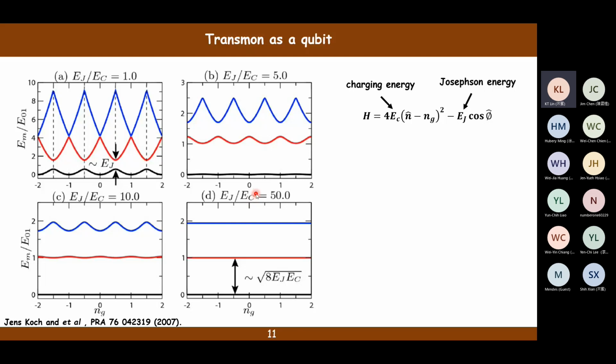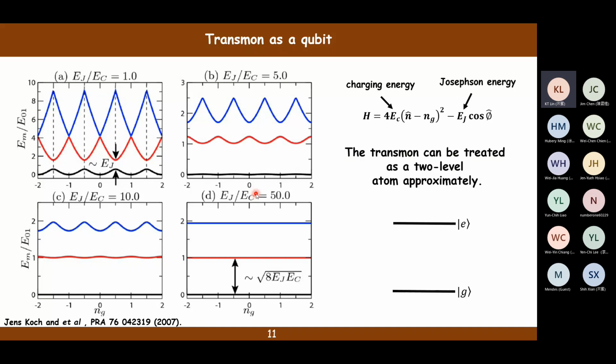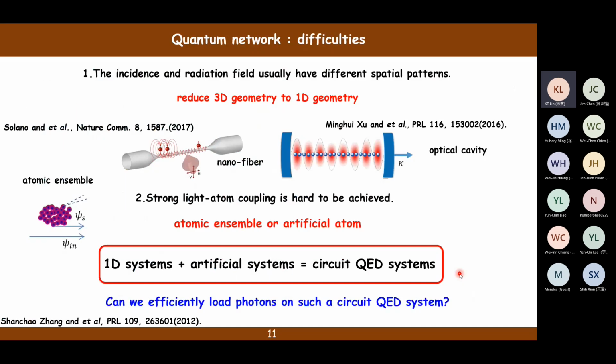So by designing the sample well and by considering a very large anharmonicity, we can treat this charge qubit, the transmon, as a two-level atom approximately, and its excited state and ground state are labeled by E and G respectively. All right, so now we have our one-dimensional system and we have our artificial atom. Let's go back to our story.